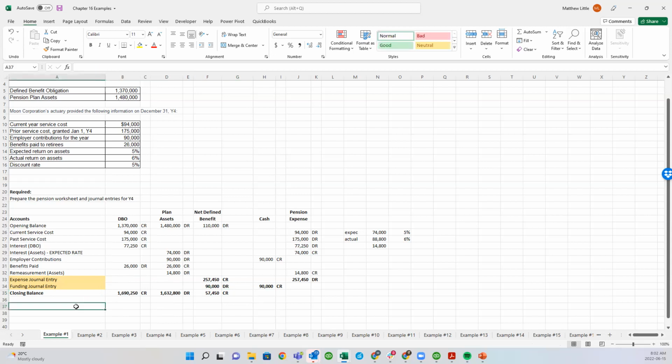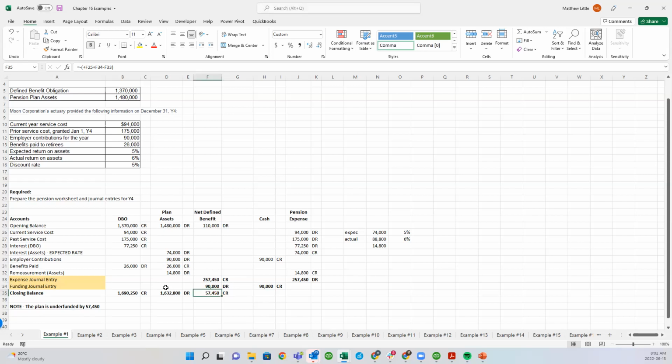So a few things. First of all, we need to state in our notes that the plan is underfunded at the end of the year by the $57,450. So the previous year, we would have said the plan is overfunded by $110,000.